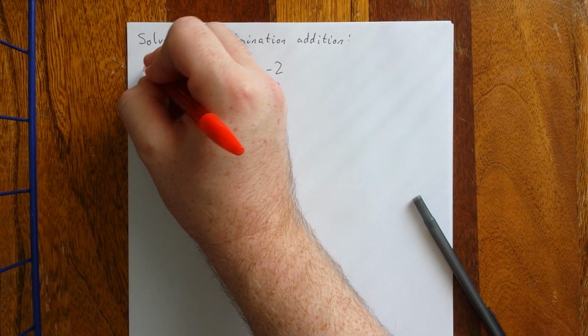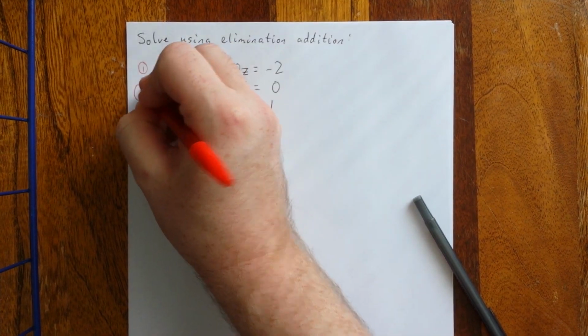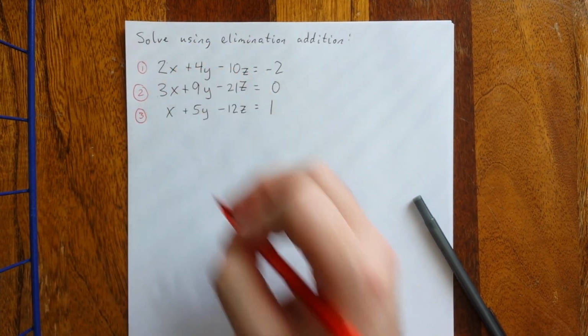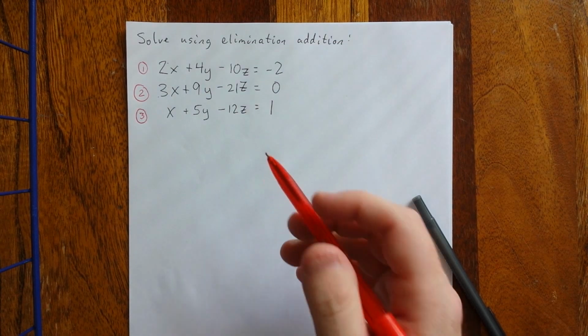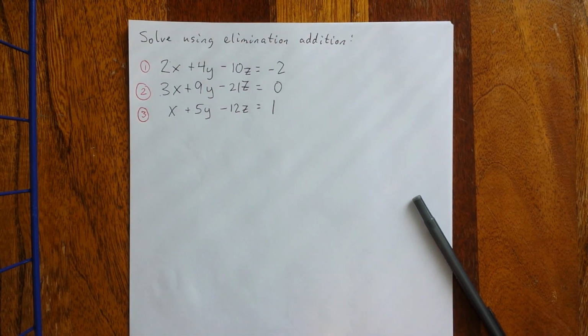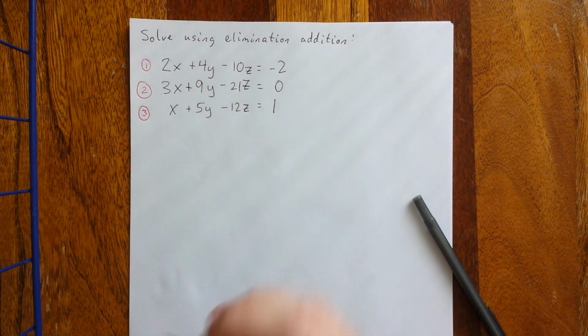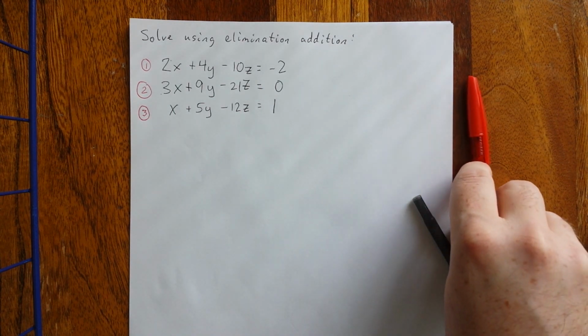I always emphasize this with my students. I'm going to emphasize it again here today. Labeling is really important. Our goal is to use elimination to turn the system of three equations with three variables into a system of two equations with two variables.